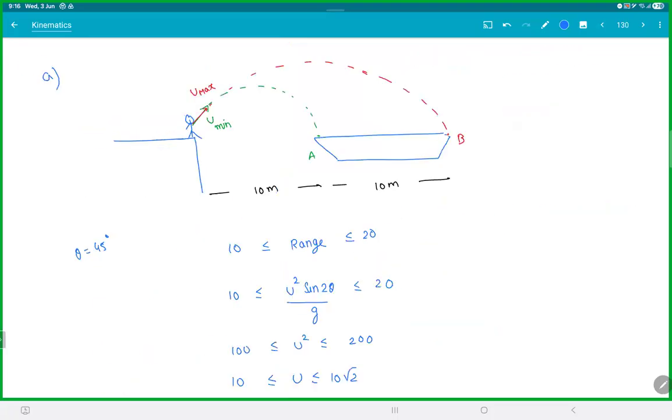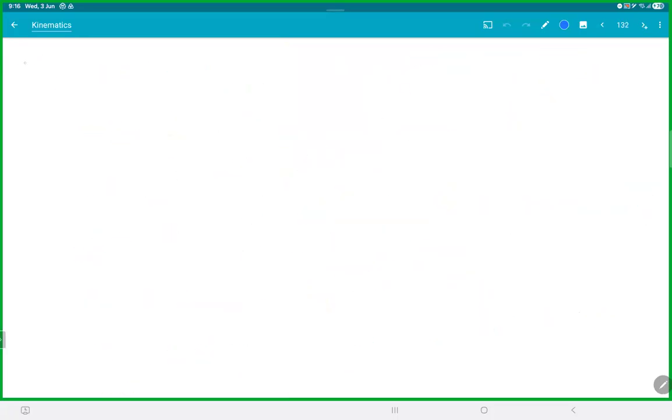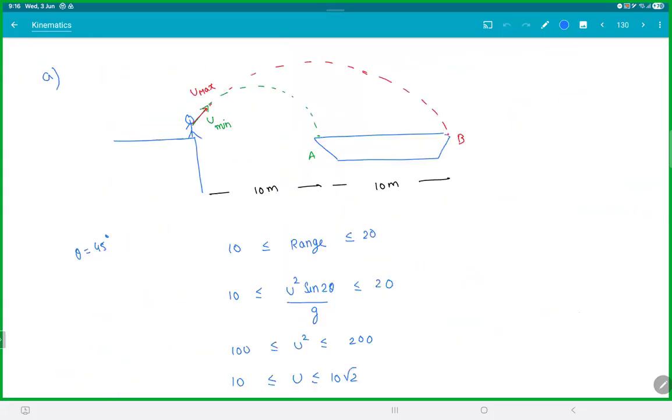Let's see one more. There, if you see, the question is more intuitive. And what did we use? We used only one formula. R is equal to U square sine 2 theta by G. That's it. I didn't use any other formulas in that projectile.